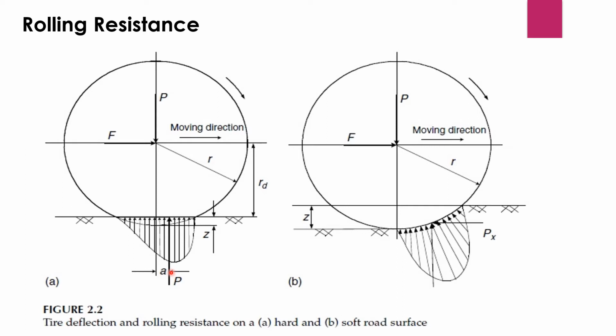On soft surfaces, the rolling resistance is primarily caused by deformation of the ground surface as shown in the figure. The ground reaction force almost completely shifts to the leading half.